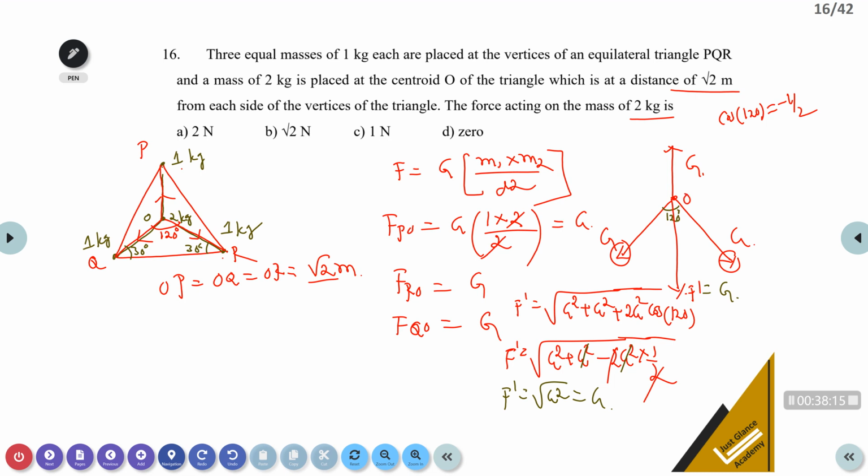This is your center point O. Here at the center point O, what happens now? One force acting in the upward direction, capital G, and the other resultant force is also G here. Both are equal and opposite. So at this point, the net force should be 0 only.